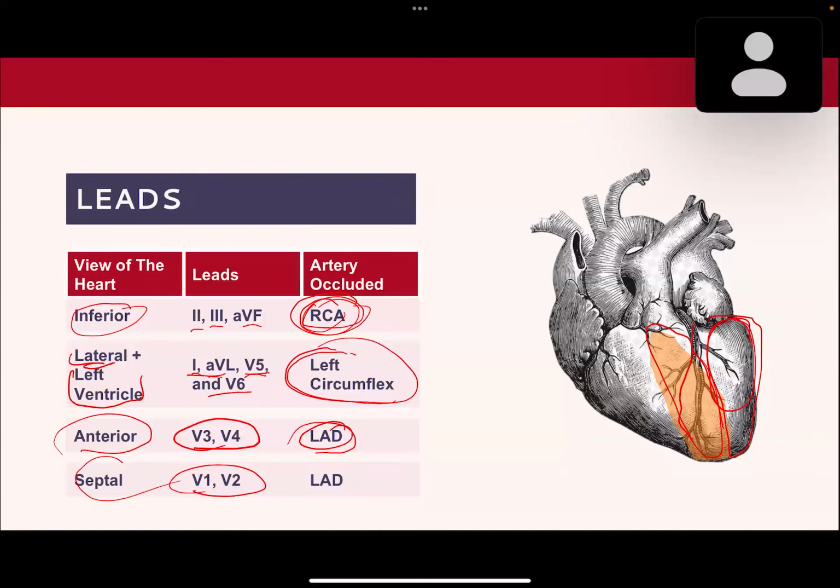And the septal part of the heart is covered with leads V1 and V2, which is supplied by the left anterior descending artery. So you guys get the point now that different leads show us different views of the heart. So if one of those leads is affected, or a group of these leads are affected, then you know that there's a specific part of the heart that could be in danger or injured.